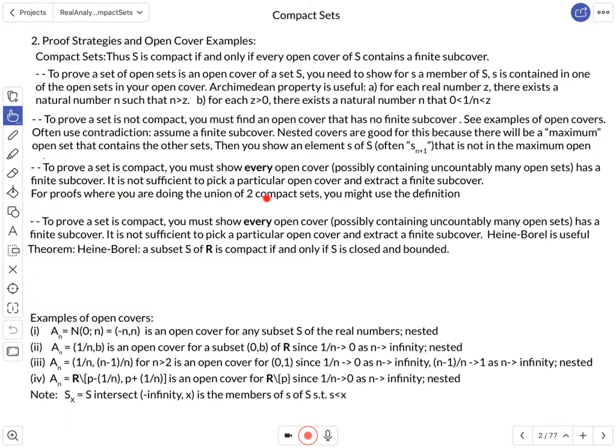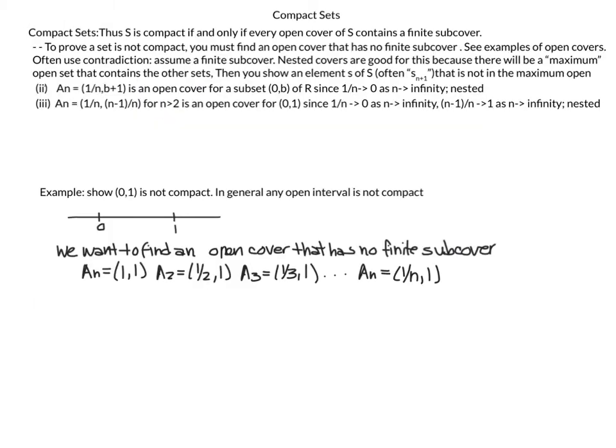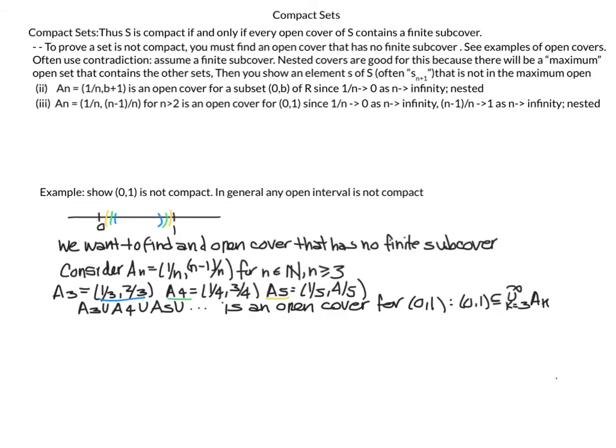And in general, any open interval is not compact. To show something is not compact, we have to find an open cover that has no finite subcover. So we could go with A_n equal to (1/n, 1), very similar to the approach we did for the last example. But for this example, we're going to use this open cover, which is a set of nested open sets. So A_n is equal to (1/n, (n-1)/n) for n greater than or equal to 3.